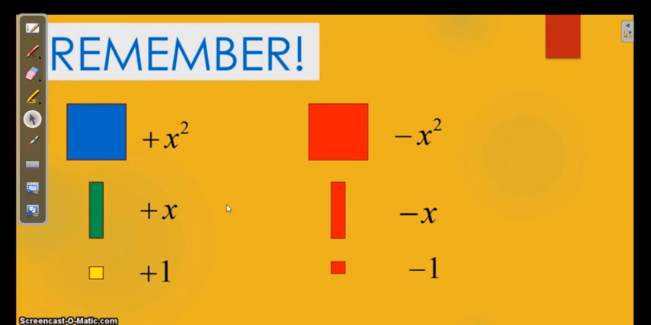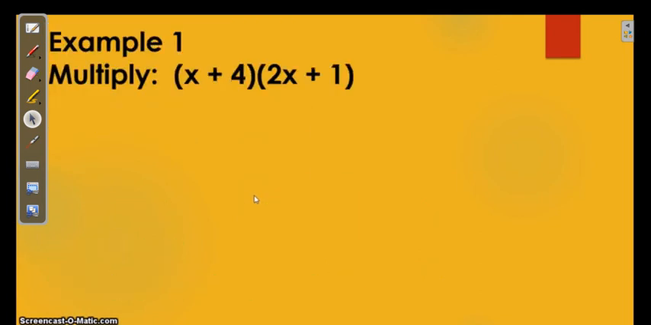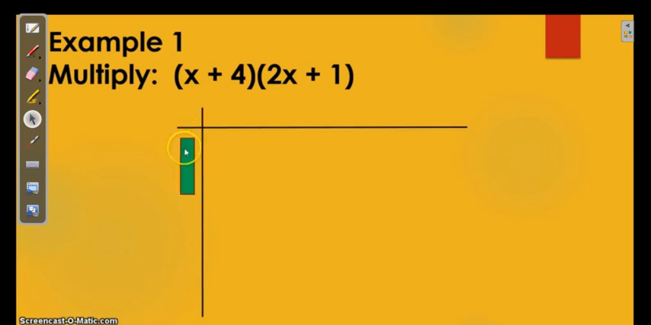Let's begin. In example 1, we will multiply x plus 4 times 2x plus 1. When using algebra tiles, we start by drawing a T-chart. Along one side of the chart, we fill in the factors x plus 4 using algebra tiles, x, the long green bar, and 4 single units, giving us x plus 4. Across the top, for 2x plus 1, we draw 2 green bars and a single unit. Our product is the result that occurs inside of our chart.